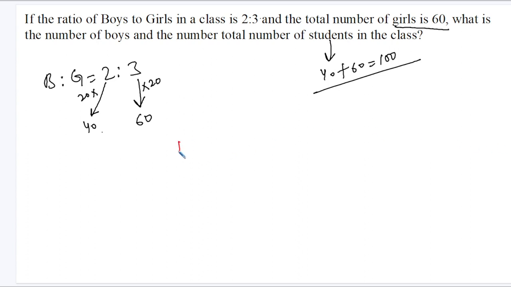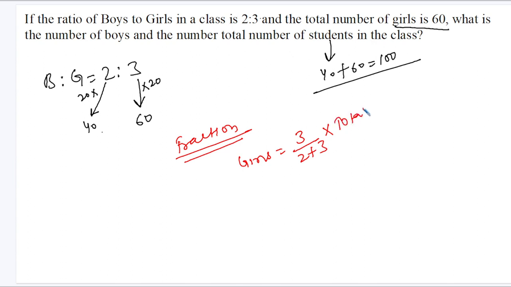In case you use the fraction method, how will you do it? With the fraction way, I know the number of girls. What will be the girls' fraction here? Girls are 3 out of 2 plus 3, the sum of the ratio of the total number of students. The fraction of girls is 3 out of 2 plus 3. The number of girls is 60. So from here, 3/5 of total is 60.